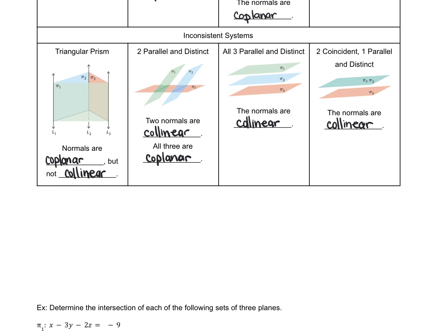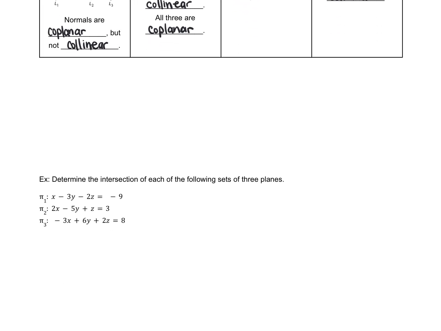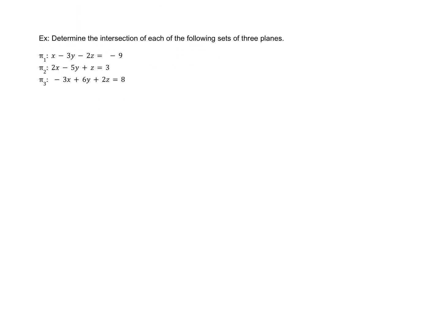And finally, you might have two coincident and then one parallel and distinct plane. So all the normals will be collinear again because they're all parallel, but specifically two of the planes, you'll be able to multiply one equation fully by a scalar to get the other. So let's try this out with our first example.